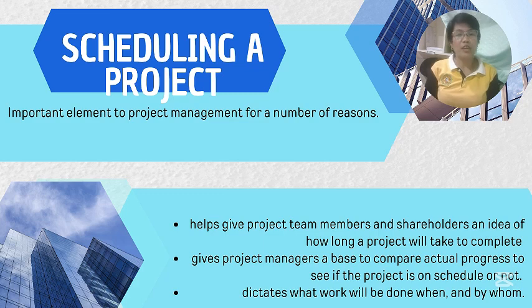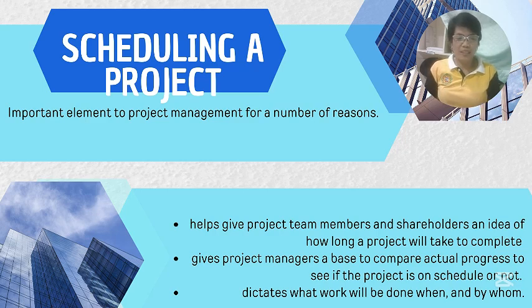Scheduling a project is an important element of project management for a number of reasons. It helps give project team members and stakeholders an idea of how long a project will take to complete. It gives project managers a base to compare actual progress against, to see if the project is on schedule or not. It dictates what work will be done, when, and by whom.